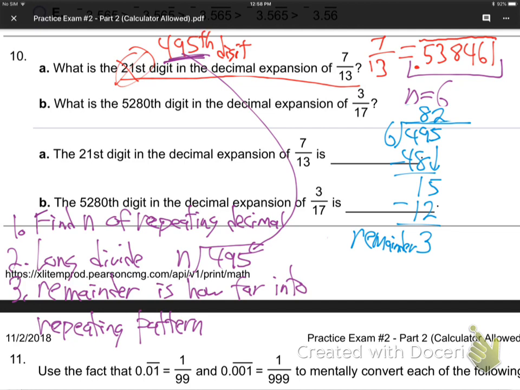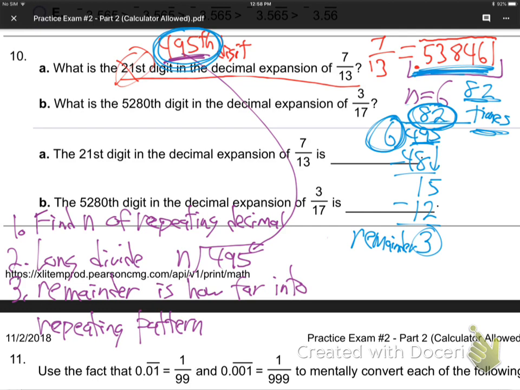That means to find the 495th digit, there's 82 groups of 6. That's how many go into 495. So you'd have these 6 digits 82 times, and then there would be 3 remaining to do. After doing this whole group of 6 digits 82 times, then you would go 3 more.